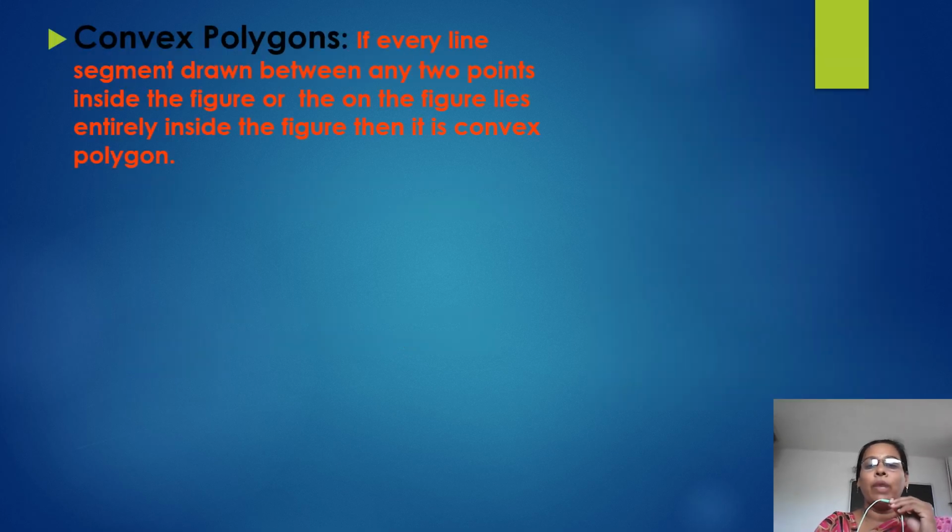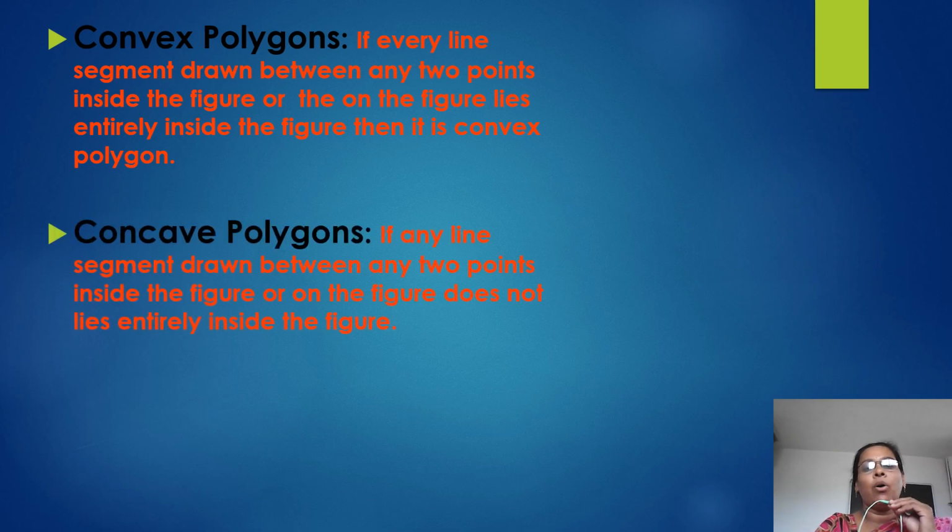Next one, convex polygons. If every line segment drawn between any 2 points inside the figure or on the figure lies in the interior part of the figure, it means if we consider any 2 points that lie on the figure or inside the figure, and you join both the points, the line segment forms entirely in the interior part of the figure, then you can say that it is a convex polygon.